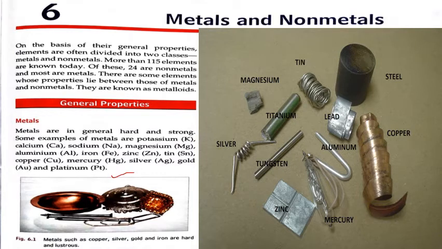and platinum. These are a few names which are given to you. You have to learn their symbols also, which are given in the brackets. You can see their images also on the right side. Here you can see steel, copper, aluminium, mercury, zinc, tungsten, silver, magnesium, titanium and tin. You can see that all of them are hard and strong.